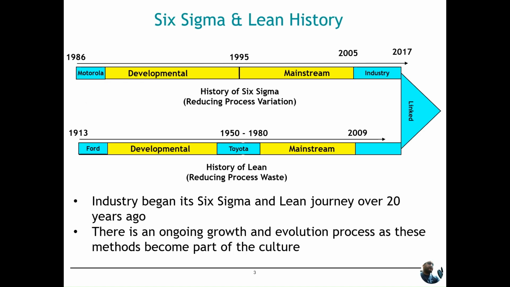If you look at the history of Six Sigma, it started with Motorola in 1986. Then it was in the development stage for around a decade. During 1995, it came into the mainstream, and for the next 10 years the industry adopted it. By 2017, Six Sigma was the talk of the town for all of the industry.